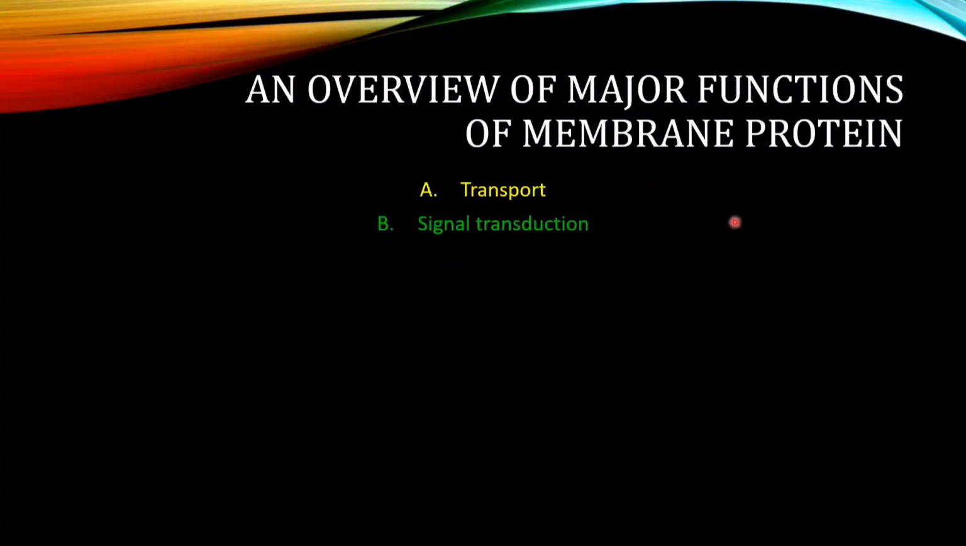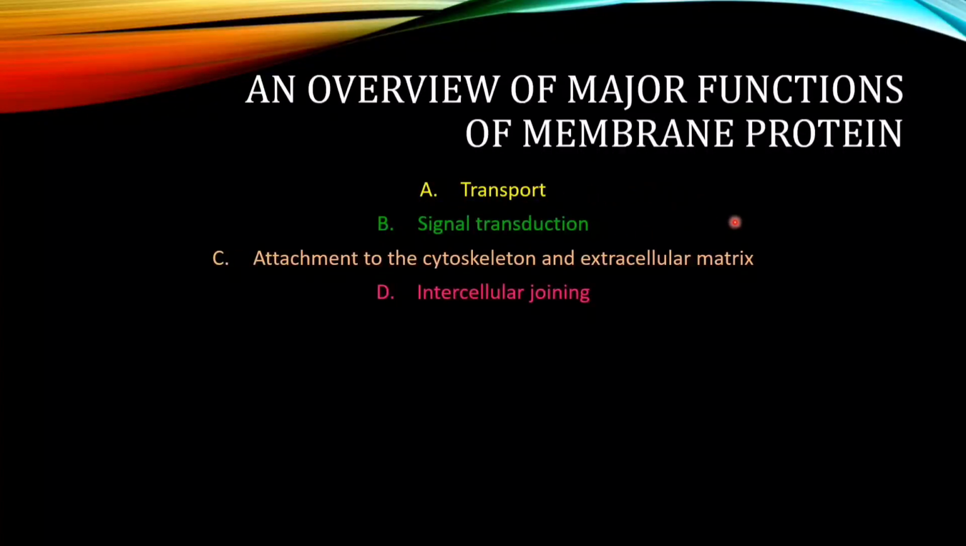The functions of the membrane protein are transport, signal transduction, attachment to the cytoskeleton, extracellular matrix, and intercellular joining. And this one includes two: enzyme activity and cell recognition. Those are the major functions of the membrane protein. I will discuss each and every one of these functions in this video. Okay, now going to the next slide.